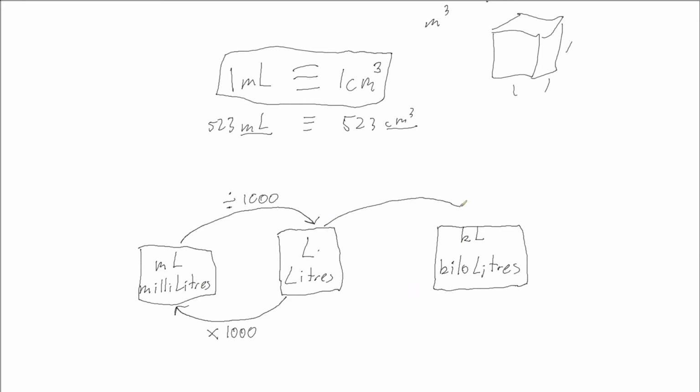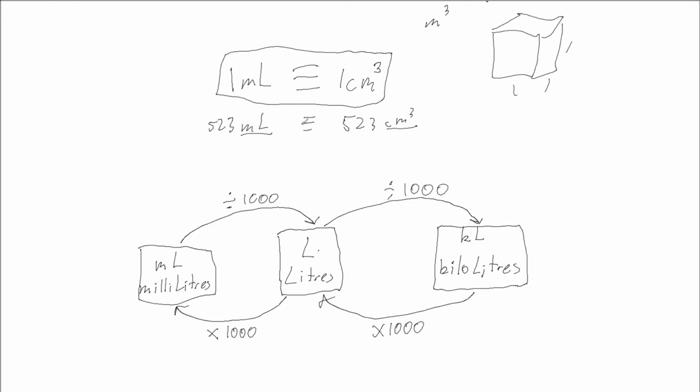To go from liters, say I have a 10,000 liter container, I would divide by 1,000, and that would say that I've got 10 kiloliters. And going the other way, I would multiply by 1,000. So if I had a 5 kiloliter container, I could multiply by 1,000, and I've got 5,000 liters. So that gives us this conversion between liters and milliliters.